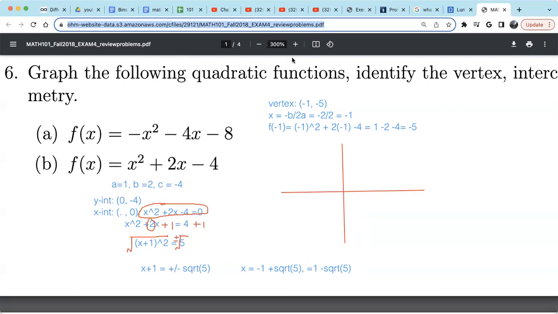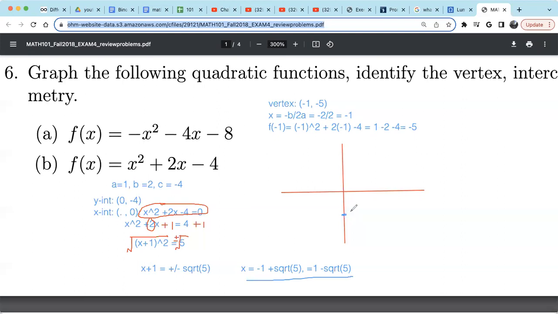Let's draw a couple points. Let's use blue color. (0, -4) is our y-intercept. Let's see, -4 is here. That's our y-intercept. The x-intercept is a little bit difficult, so I'm going to leave it for now.